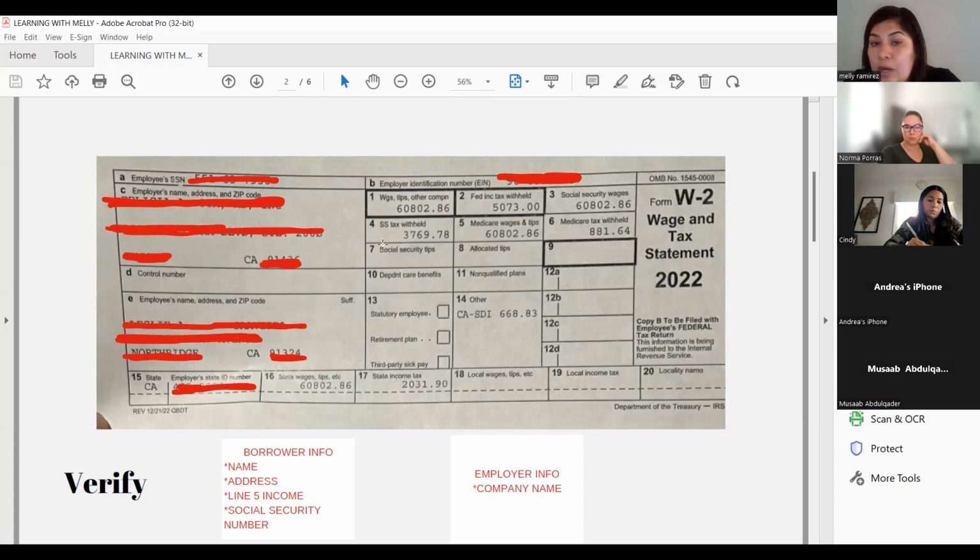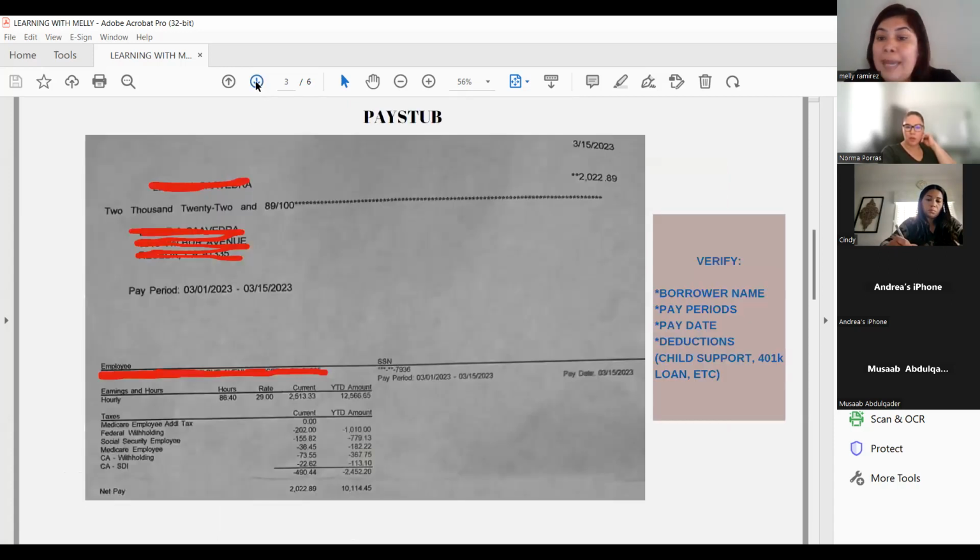Any questions in regards to this? No. Okay. And then we're going to go to the other page, which is a pay stub. So when you have a client with a W-2, it's because they're getting paid with a pay stub. What are we going to look at when we're looking at a pay stub?